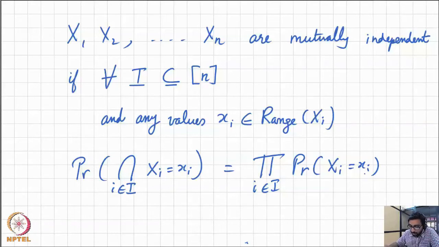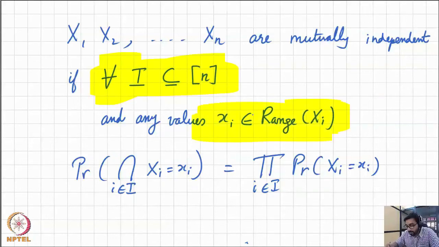So if this condition holds, then this condition must hold for every subset I of n and for all combinations of values xi in the range of the random variable xi for all I. So what we have seen so far is just a recollection of independence the way we know it. In particular, we're talking about mutual independence. And we want to relax this notion. And in order to do that, we have to modify the definitions just a little bit.